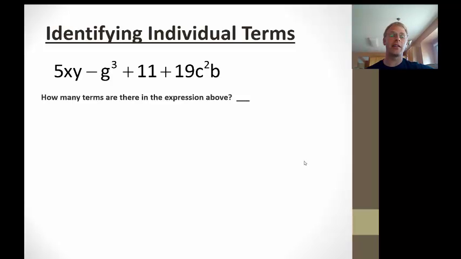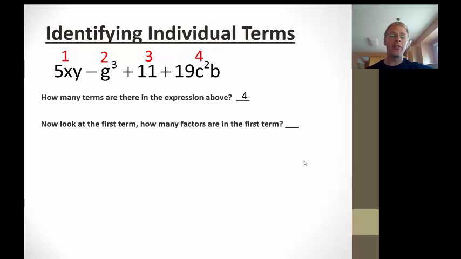How many did you think? Did you say 4? We can see there are 4 specific individual terms in this expression. Again, they are separated by addition and subtraction. So I know 5xy stops, and a new term starts after that subtraction symbol. Same deal with the addition signs. That's how I know there's 4 terms there. So now that we have identified the terms, let's look at the first term. How many factors are in that term?